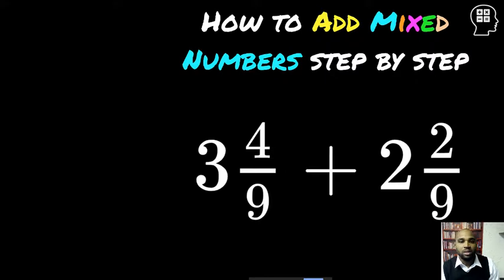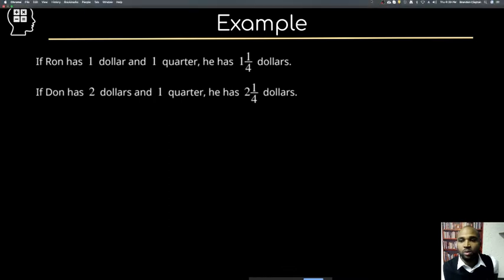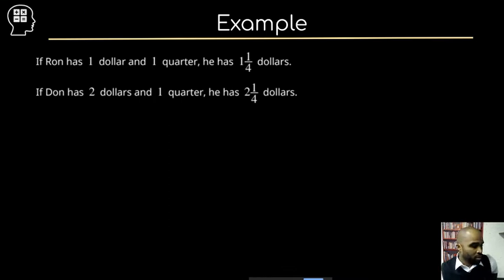Today we'll be discussing, as you see on your screen, how to add mixed numbers step by step. You should be able to solve this by the end of this lesson, so let's get to it. All right, so the question is, how can we model adding mixed numbers? I want to model it for you, drawing some circles. What are two ways that we can add mixed numbers, and how can we model that? So let me pull up my pen, and let's talk about how we can model that.